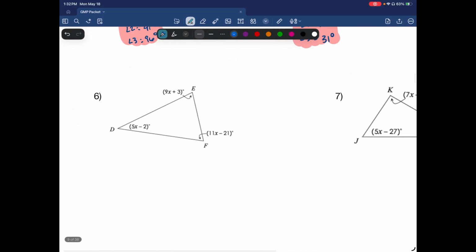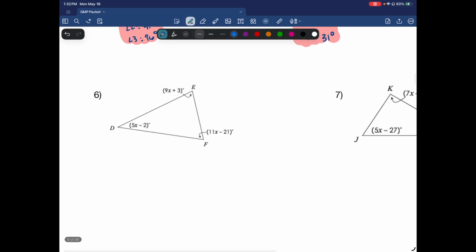All right, now on number 6, it doesn't tell you about any of the sides, so I don't know what, if any, angles are equal. But I do know that all three angles together add up to 180. So I'm going to add them all up. 11x minus 21 plus 9x plus 3 plus 5x minus 2 equals 180.